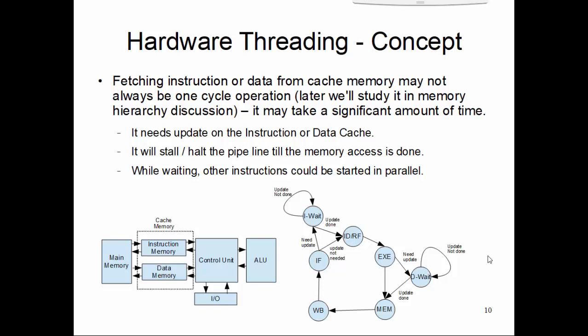So the assumption here is that we are in a system. Our system is running multiple such programs. So since one program is making the control unit halt, can we somehow detach that process while it is waiting on the memory? Can I execute another instruction on that same hardware? That's the concept of hardware threading.